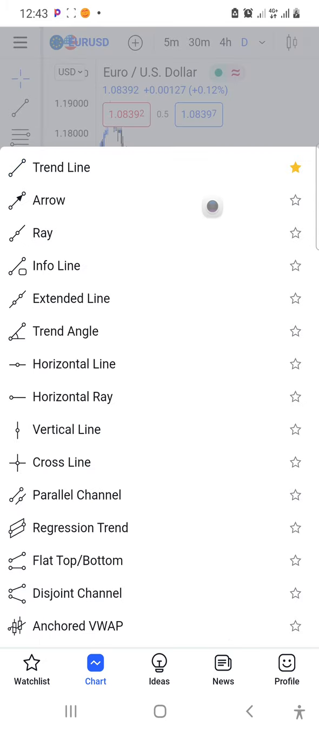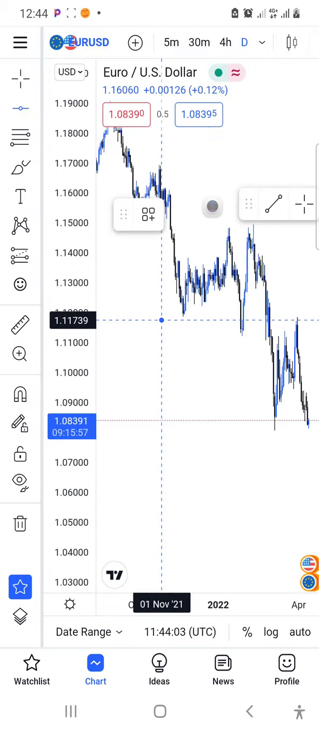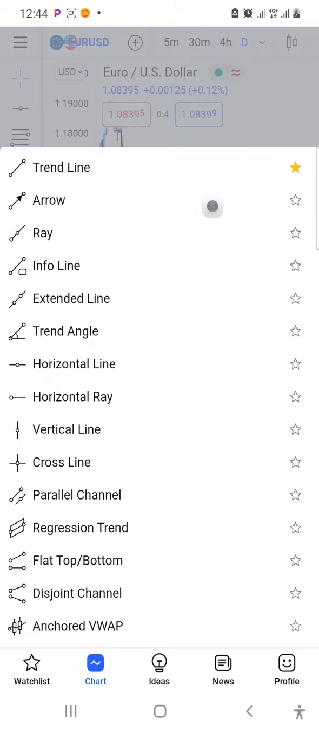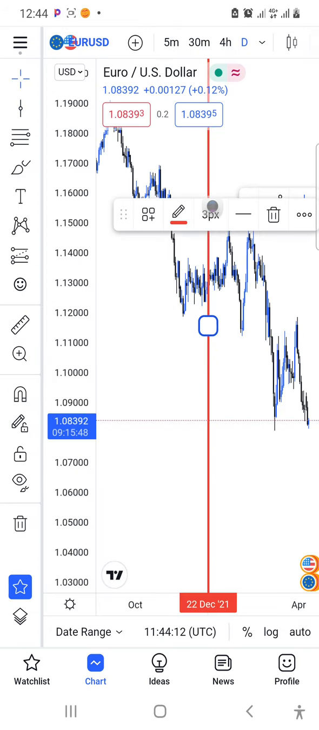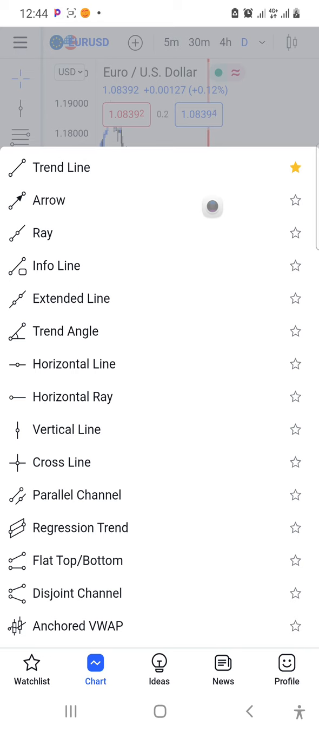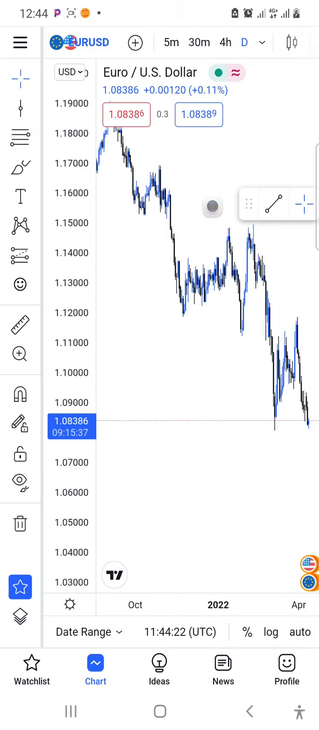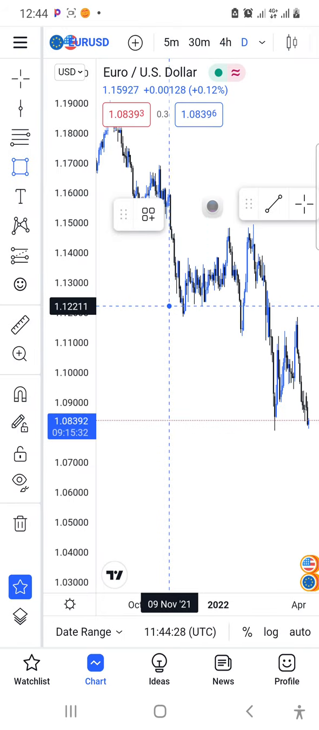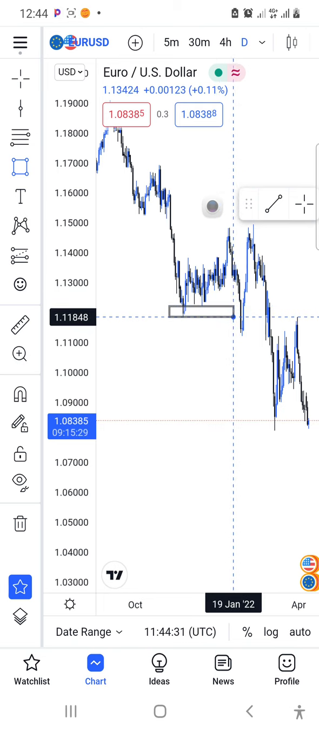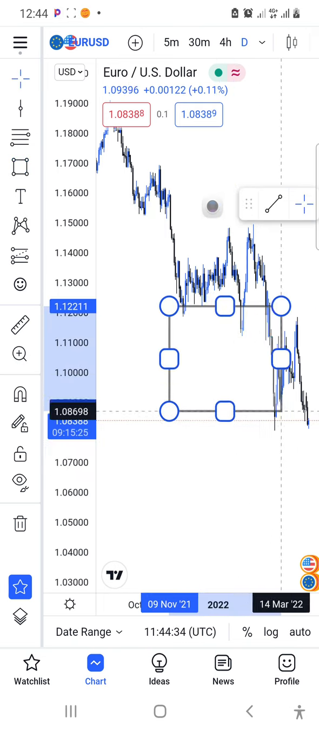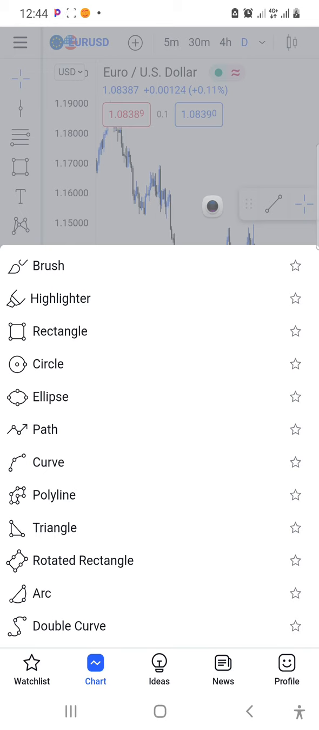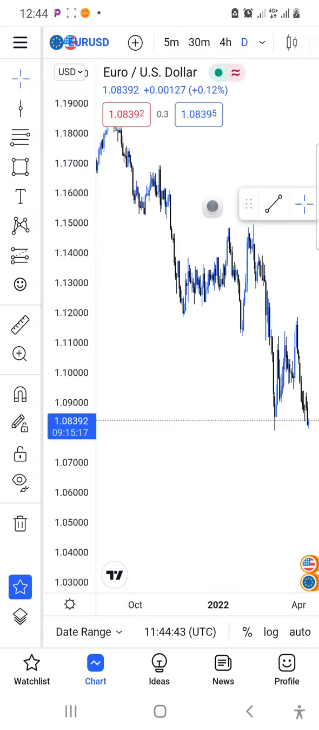So the next one is, I'm just going to be describing the ones I use. Horizontal line. This one is to draw a line throughout the chart, so you can see now. Vertical line, you can see. Another one which I use is this rectangle. This one I use to mark order blocks. You can draw it as big as you want, but you should know what you are doing. That's basically what I use there.